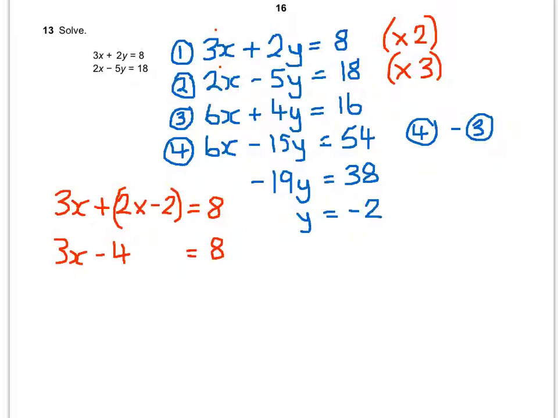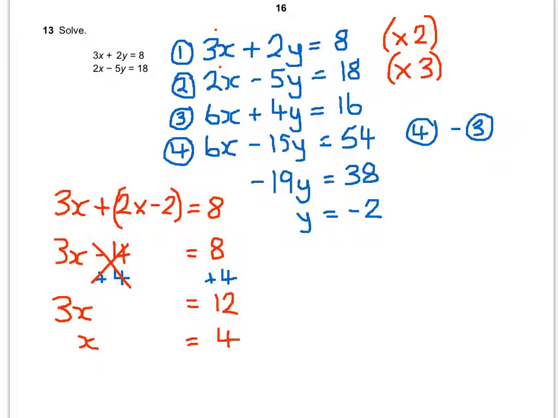equals 8. Solve this like any normal two-step equation, so if I add 4 onto both sides, we have 12 equals 3x on the left hand side. So 3 times something is 12, or x has a value of 4.